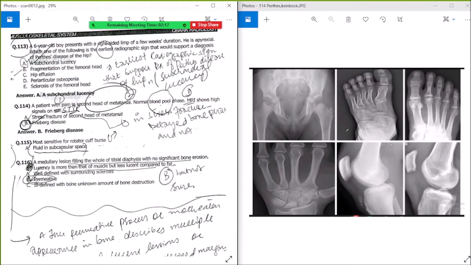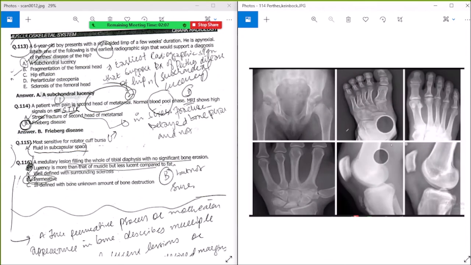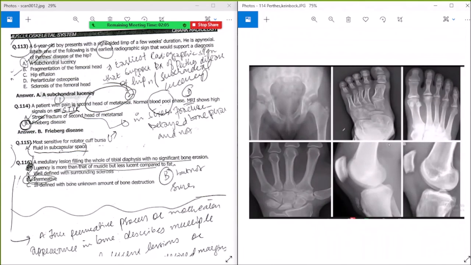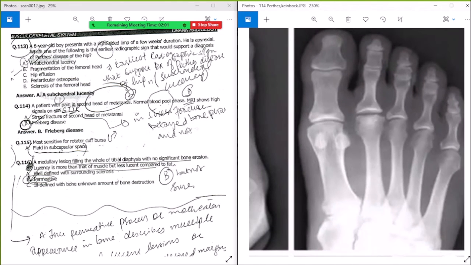114. A patient with pain in the second metatarsal head, normal blood tests, and MRI with high signal in the second metatarsal head. Diagnosis: Freiberg infarction.